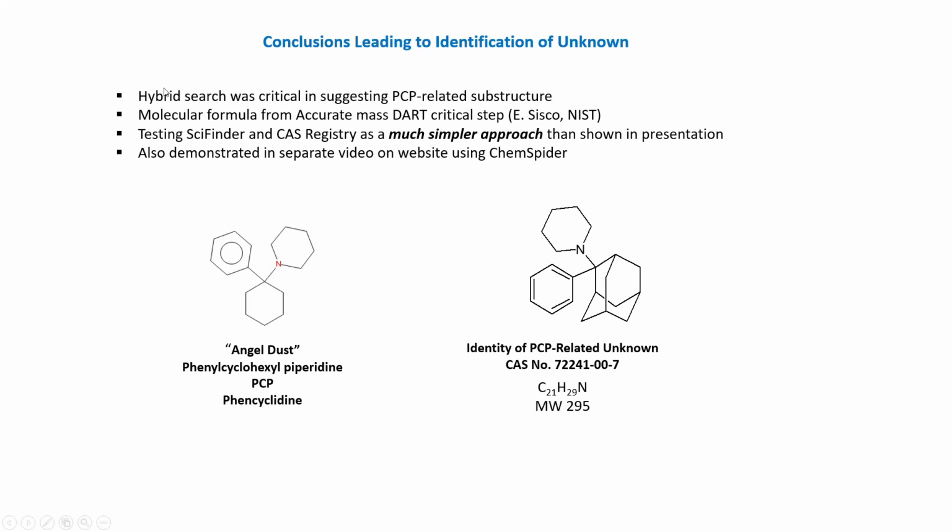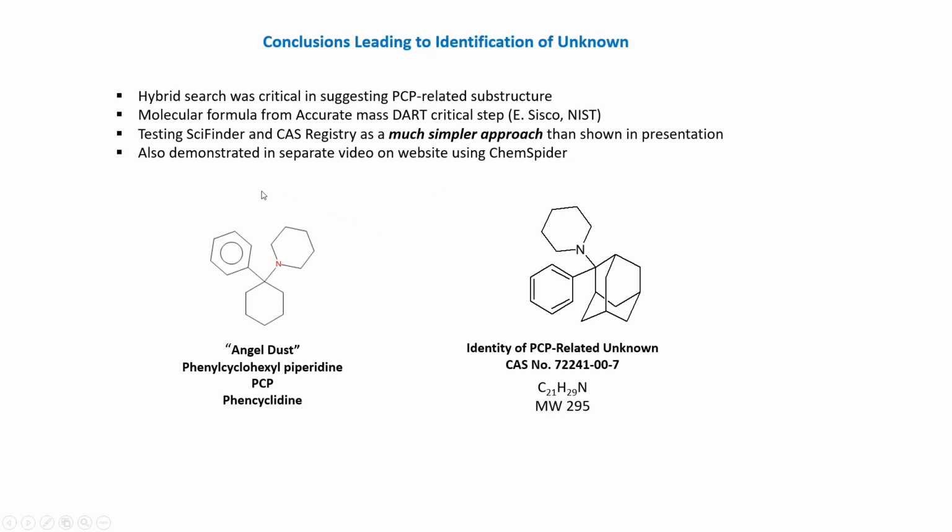Here are the conclusions that we had in the presentation that led to the identification of this unknown. The hybrid search was critical in suggesting a PCP-related substructure. The molecular formula from accurate mass data was determined by DART. And we wanted to test SciFinder and the CAS registry as a much simpler approach than that shown in the presentation using chemistry. And I've also demonstrated this in a separate video on the website using ChemSpider.